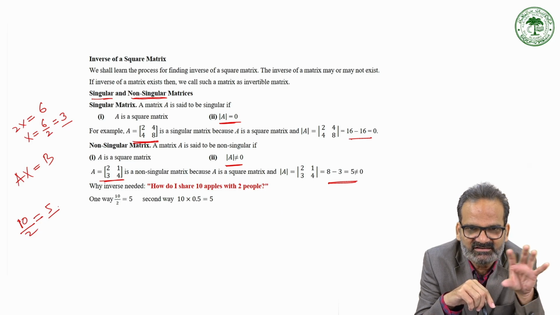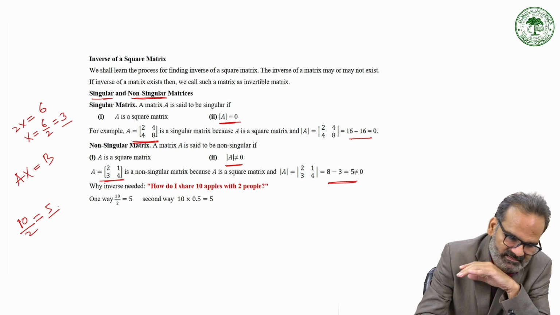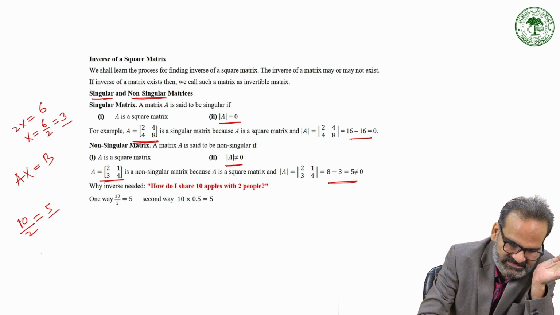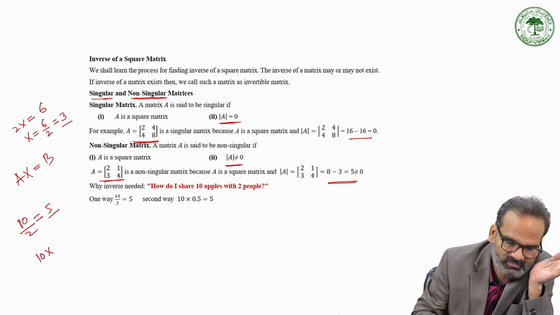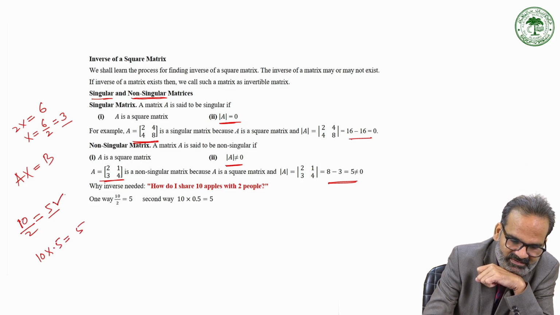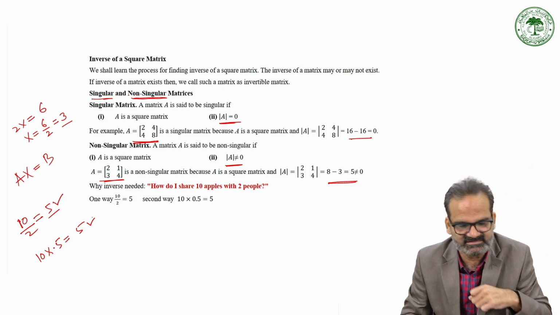5 apples will be received by one person, right? Because we can divide 10 by 2. The second option is what? See, 10 into 0.5. This is equal to what? Again 5. So the result obtained here and the result obtained here is same.